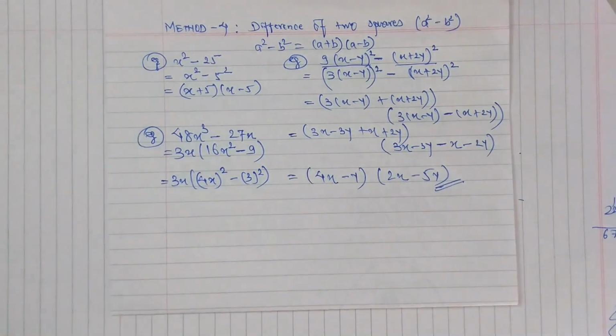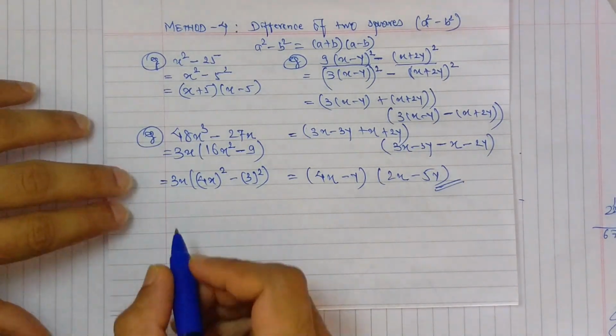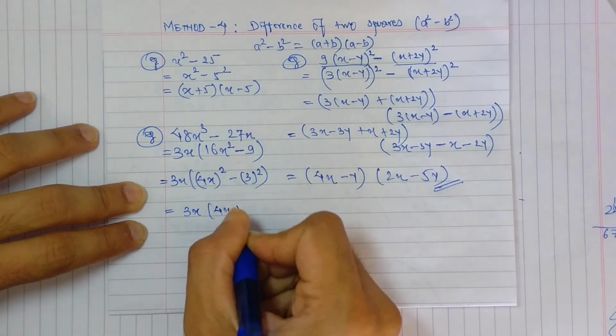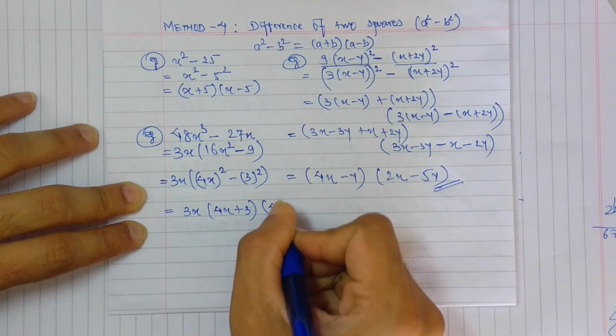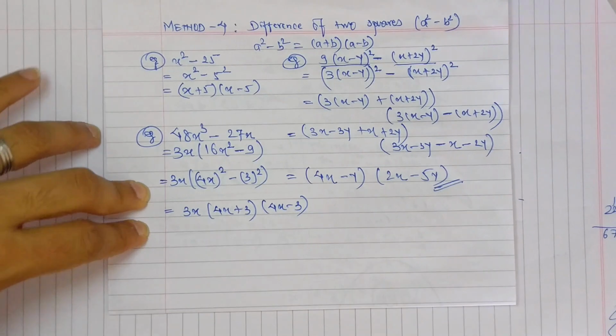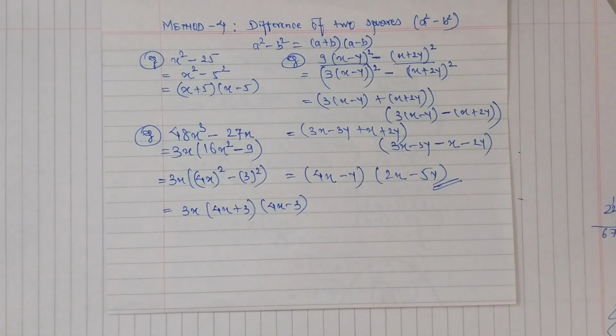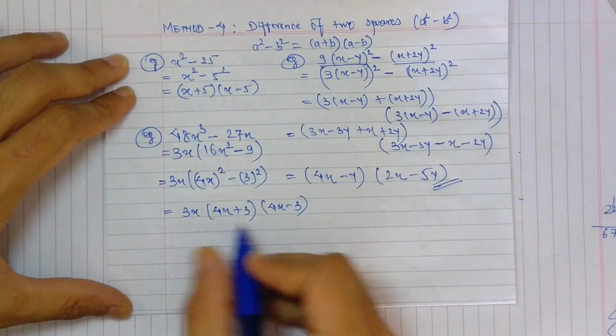So 4x square minus 3 square. So this will become 3x bracket 4x plus 3, 4x minus 3. So these are the two factors. One more example we'll take.